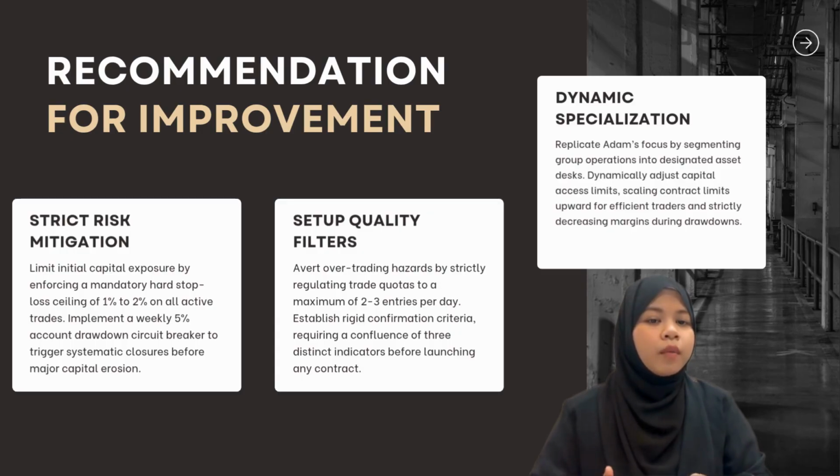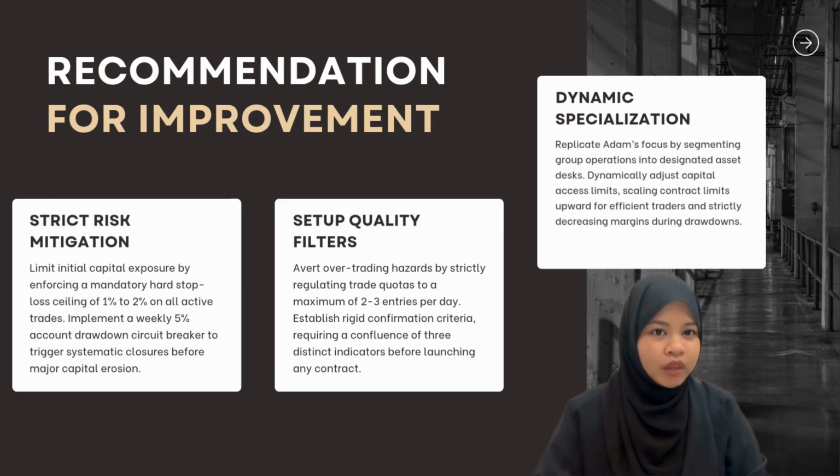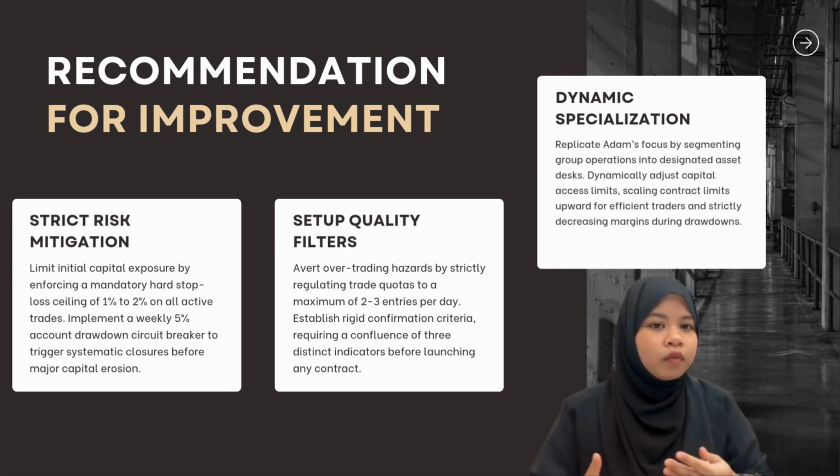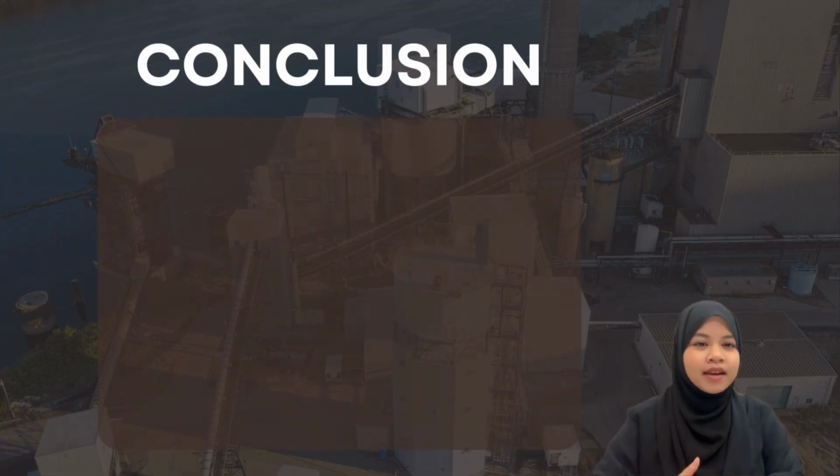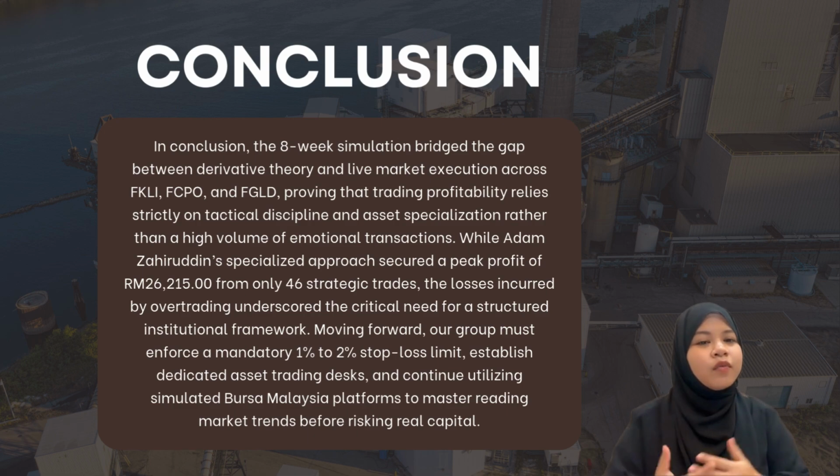Finally, we have dynamic specialization. We want to move away from everyone trading everything and instead copy what made Adam so successful. We are proposing to organize the team into dedicated asset desks based on individual performance strength. We will also dynamically manage our capital limits. If a member is trading with high efficiency and making consistent returns, we scale their contract limit upward. But if a trader is undergoing a tough drawdown, we dynamically scale down their margins to keep the group's overall portfolio safe and secure.